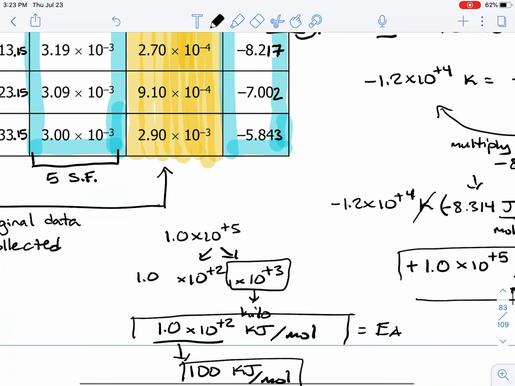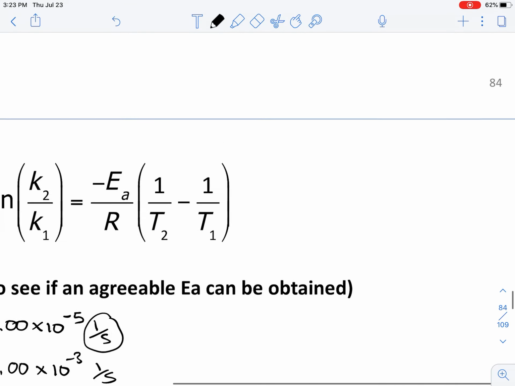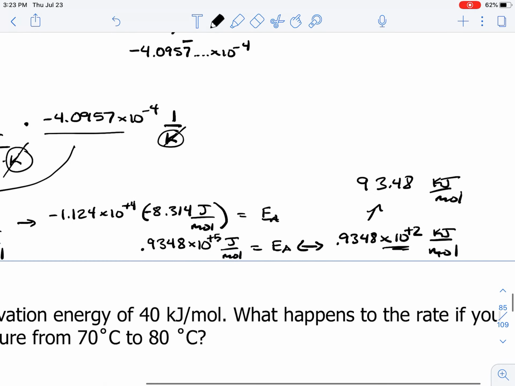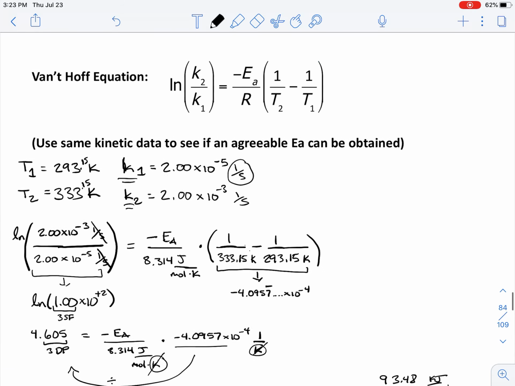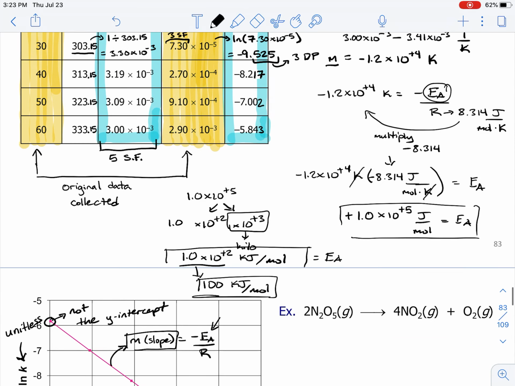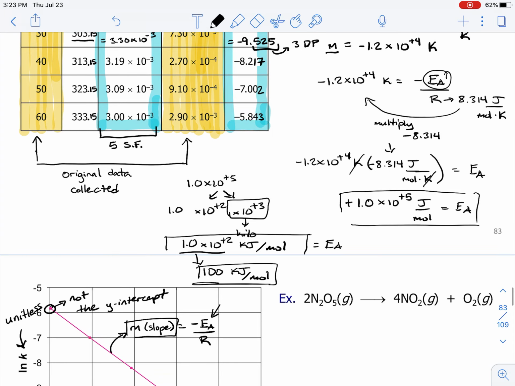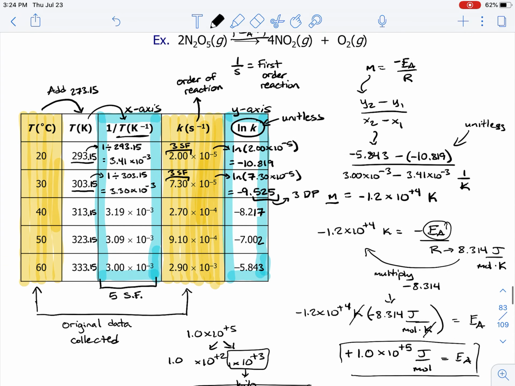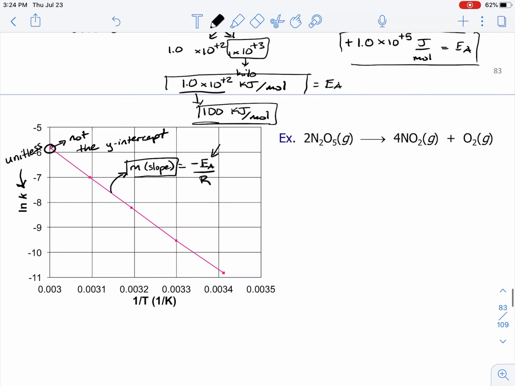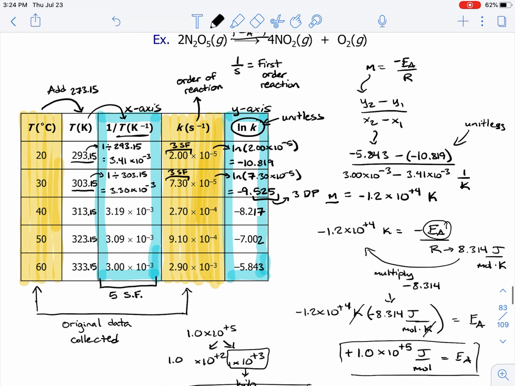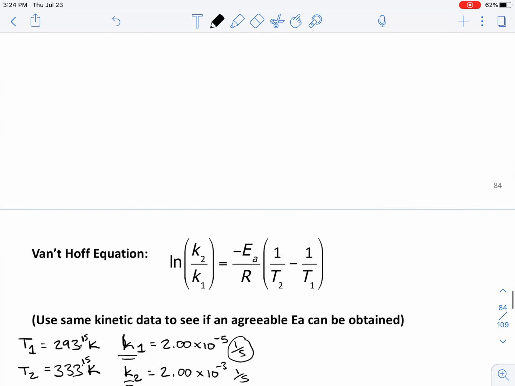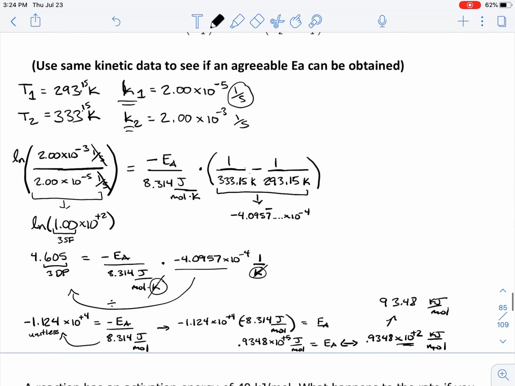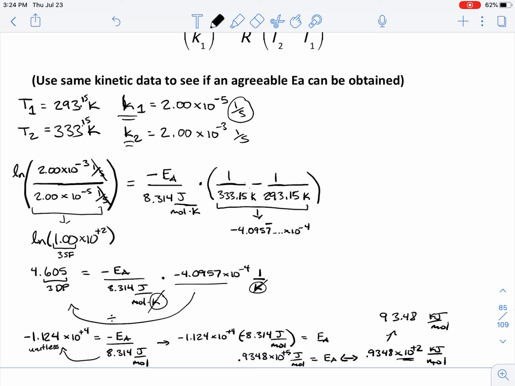And so looking at both techniques, they're giving us slightly different answers, but they're not too far off. So 93.48 kilojoules, that's pretty close to 100 kilojoules per mole. Okay. So here we have two different techniques that we're using, and the activation energy from both techniques will give us a value that's roughly the same.